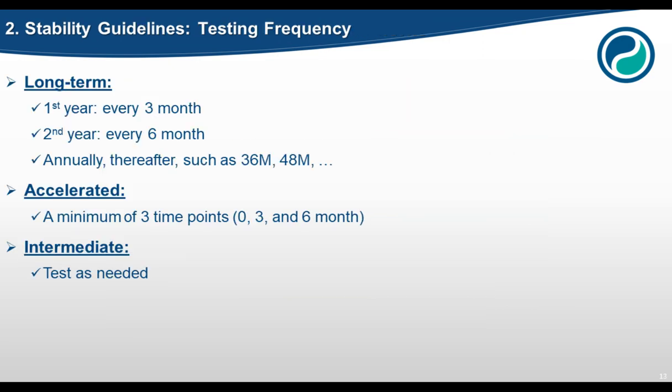For the stability testing frequency for the samples, the guideline is straightforward, very simple. For the long-term storage condition in the first year, we test every 3 months. So we have initial, 3 months, 6 months, 9 months, and 12 months. And once we move on to the second year, we test every 6 months. So we will have 18 months and 24 months. And afterwards, it's annually. So we will have testing points at 36, 48 months, and so on.